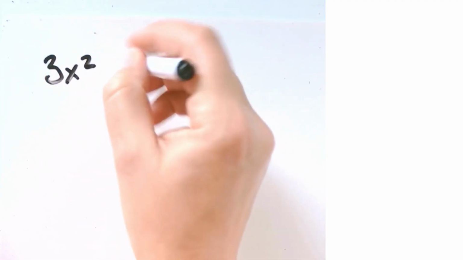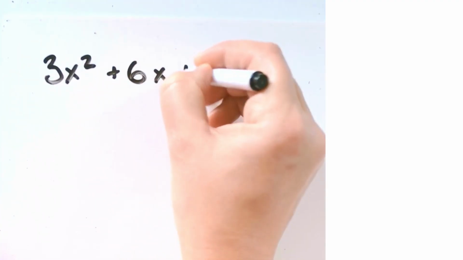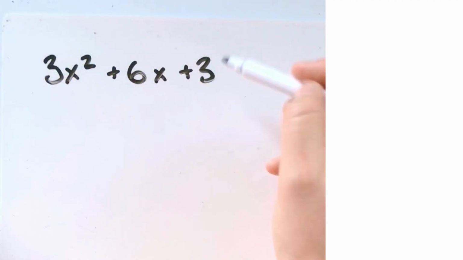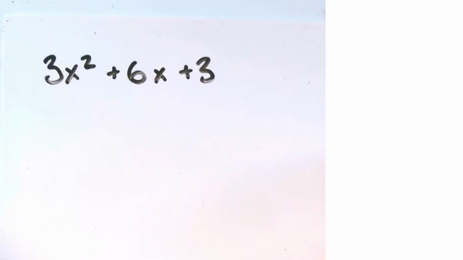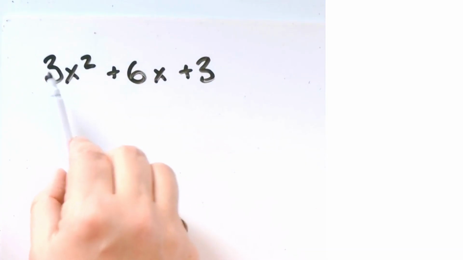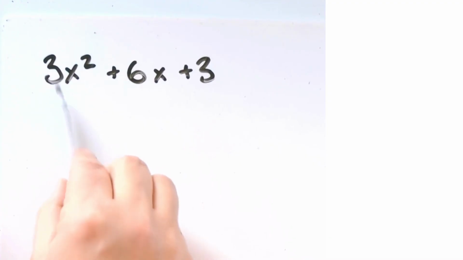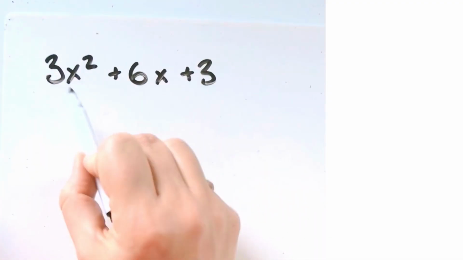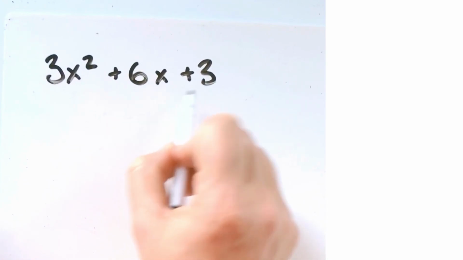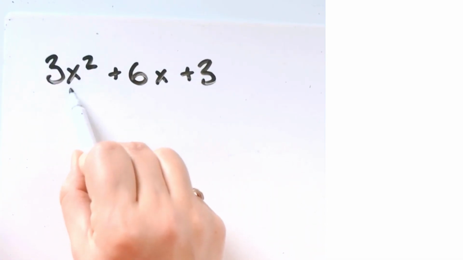3x squared plus 6x plus 3. And now you might be thinking, okay, I know what to do. Find two numbers that multiply to 3 and add to 6. Oh, wait a second. No such numbers exist. Well, actually, I have a number out in front. That makes it not a simple trinomial, but a complex trinomial. I cannot do the same steps when I have an a value in front of my x squared.